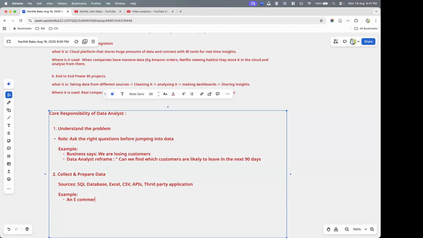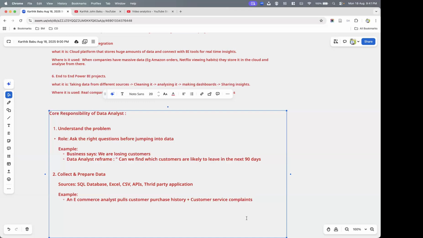And an e-commerce analyst pulls customer purchase history plus customer service complaints from various places, and he will try to gather it.